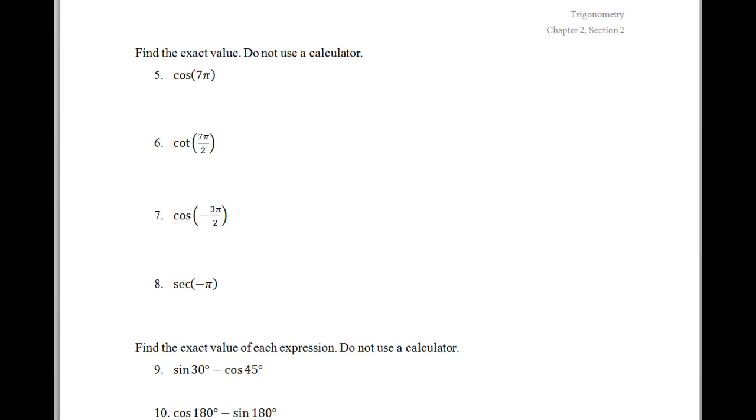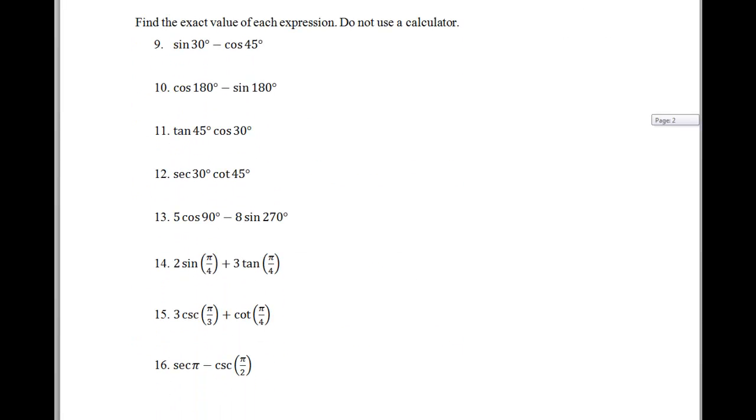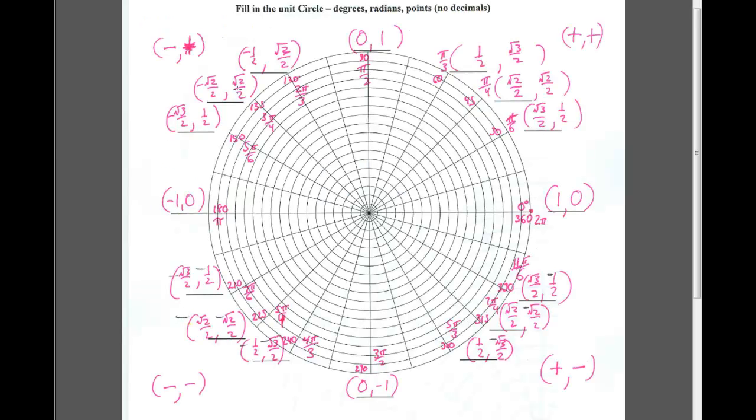Alright, so for the next picture here, we are going to find the exact values of each expression. Please use your unit circle for this. So what I'm going to do is take the sine of 30 degrees minus cosine of 45 degrees. Now I'm actually going to move to my unit circle and do the work on there, that way you can see where I'm getting these values. So in this problem I've got sine of 30 degrees minus cosine of 45 degrees.